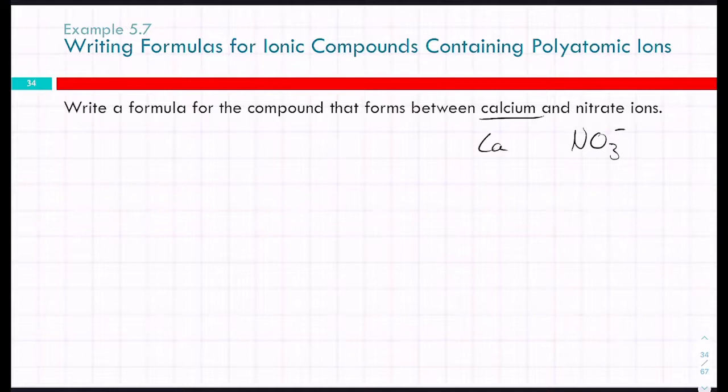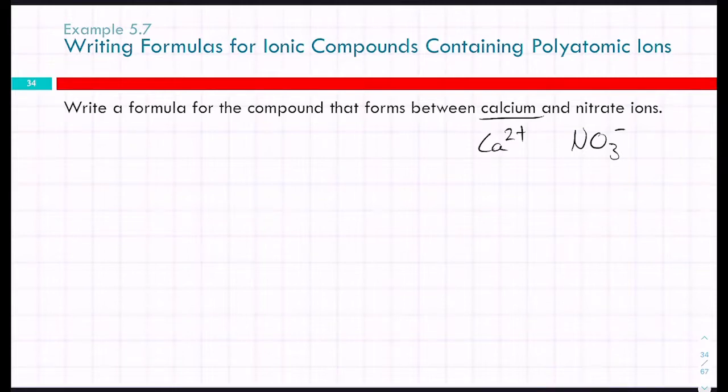And the calcium, oh wait, I realized this thing still has the periodic table on it. So calcium is in group 2. So it has a 2+ charge, right? Because everything in group 1 forms a 1+ charge. Everything in group 2 forms 2+ charges. So you have calcium there with its 2+ charge.